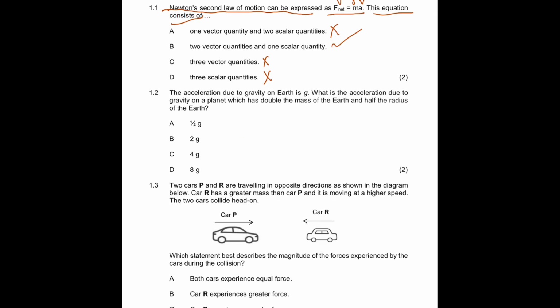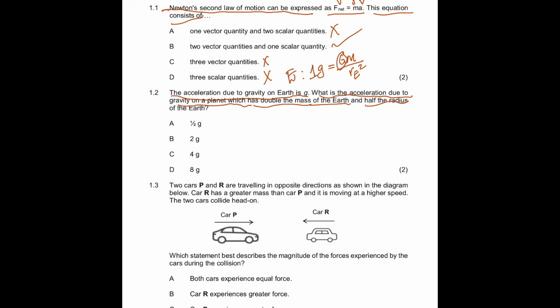1.2, it says the acceleration due to gravity on Earth is g. From that formula, g is equal to GM, mass of the Earth, over radius of the Earth squared. Now it says, what is the acceleration due to gravity on a planet which has double the mass of the Earth and half the radius of the Earth? So the gravitational acceleration on Earth is 1g, right? Now let's look at when we double the mass.